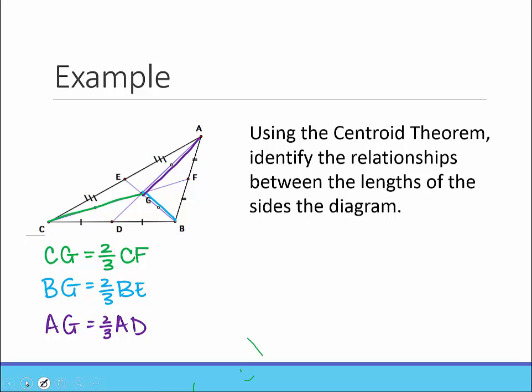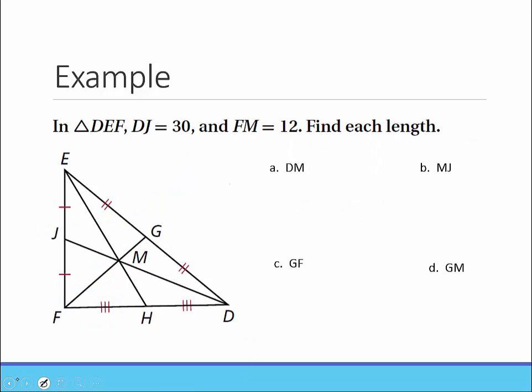So let's do some actual problems with that. In this triangle here, DJ equals 30. So from here all the way to here is 30. And then FM is only 12. So what we're going to have to do is find each length. The first thing I'm going to go through and double check is whether M is the centroid. I have all of these marks here telling me that those points are the midpoints. So that means it is the centroid.